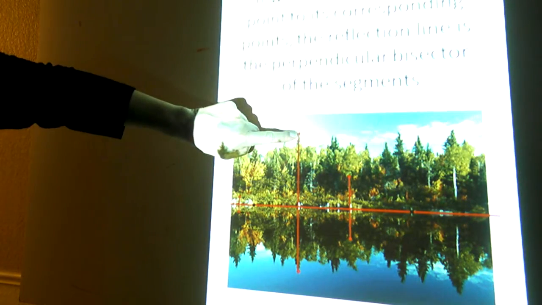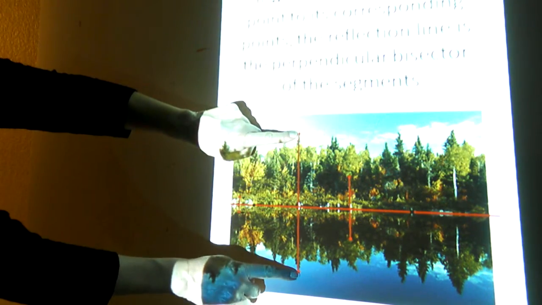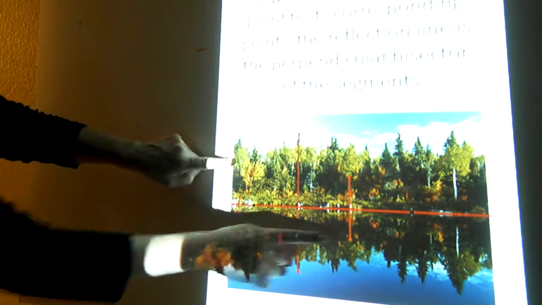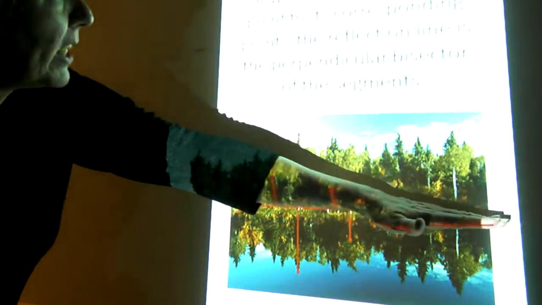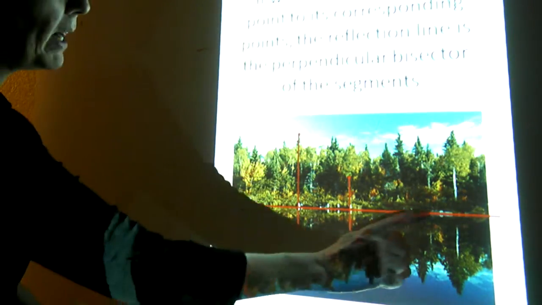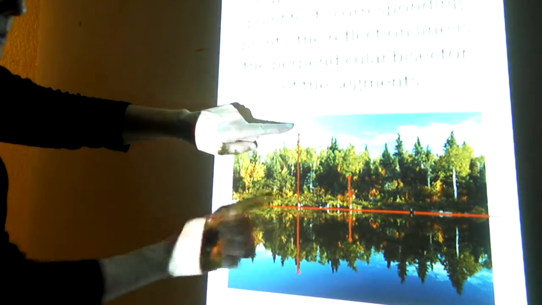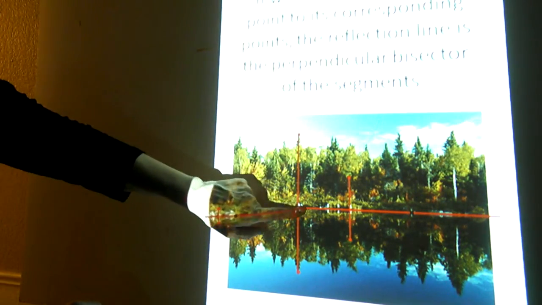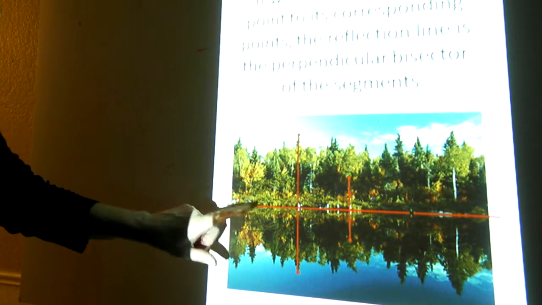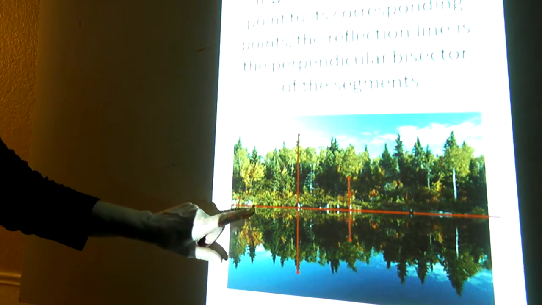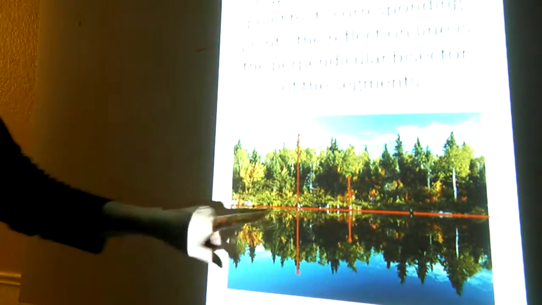So if we draw a line from a point to its corresponding point, in all of these cases, the reflection line, this is the reflection line, is the perpendicular bisector of all of these segments between the points. You can see that they are right angles, perpendicular bisectors. And there are some points on here that I forgot to label, but I made them black so you could see that they are actually on the line.